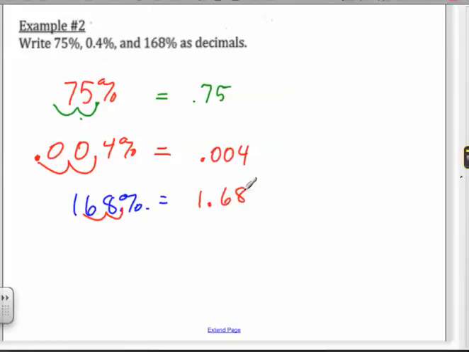1.68. Now, Milan, I have a question for you. We said that the number 1 itself is 100%, right? Okay. So 1.68 is bigger than 1. Would you agree? Right? 1.68 is bigger than 1. So we would expect that the percent would be bigger than 100%, right? And it is. It's 168%. Does that make sense? Okay.